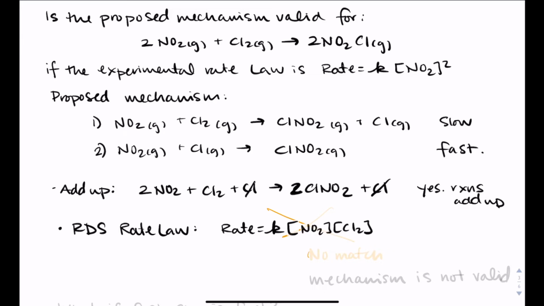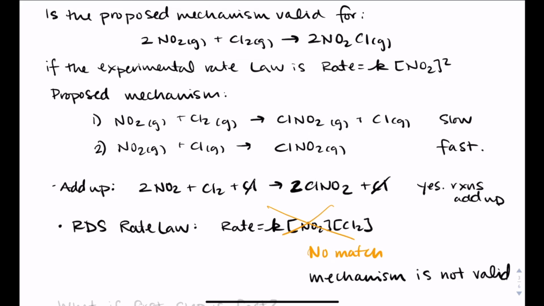This is it for the problem. Add it up, yes or no. Now, if you add it up and the steps don't add up to the overall reaction, you don't have to go any further because you have a no immediately. Both things have to be yes in order for a mechanism to be valid.